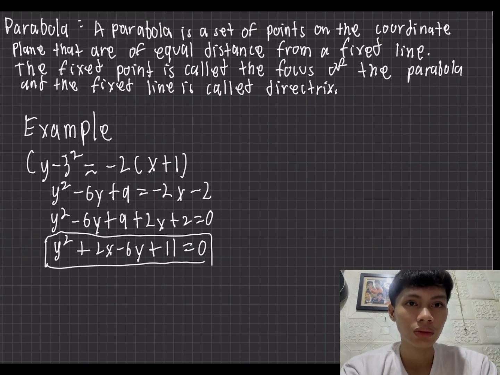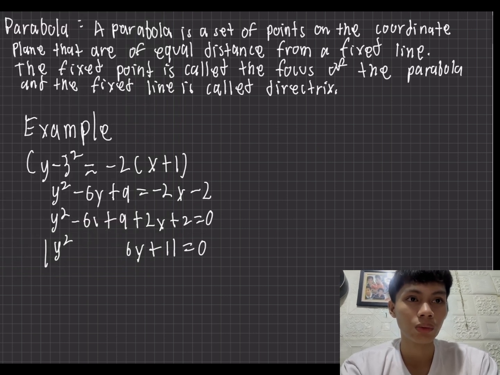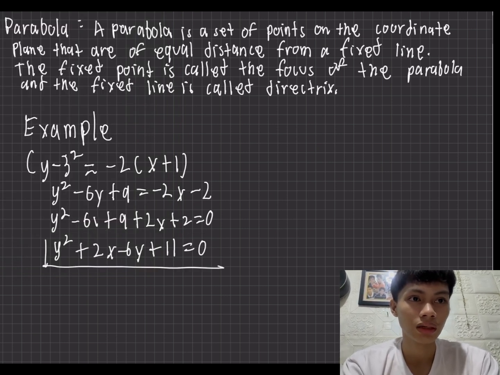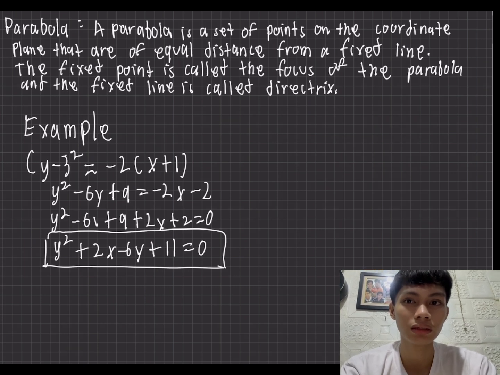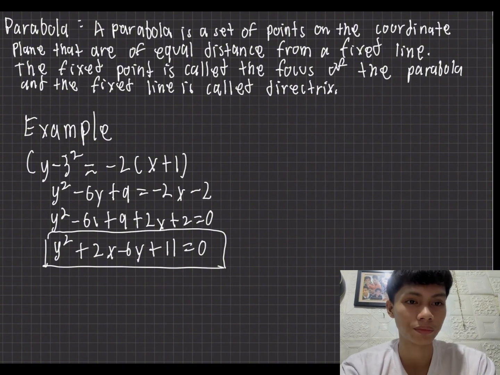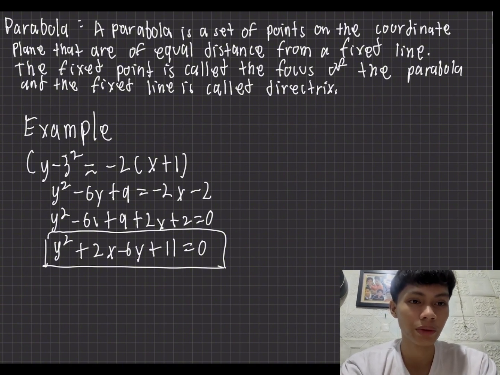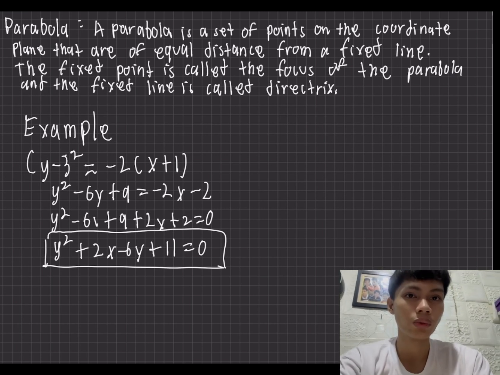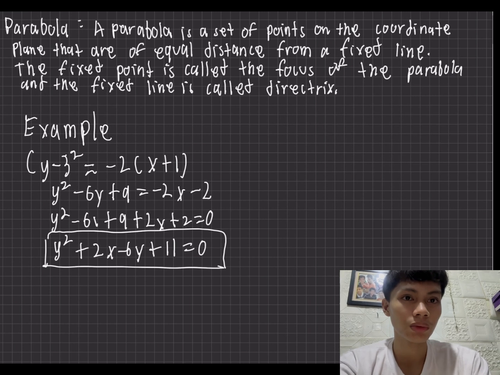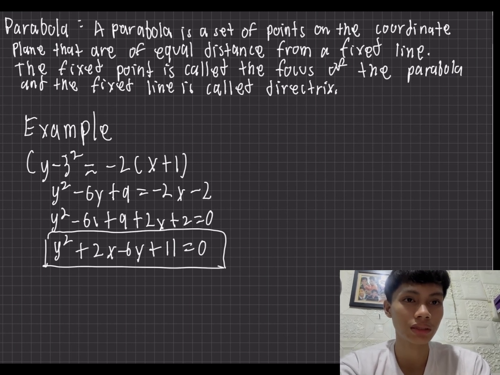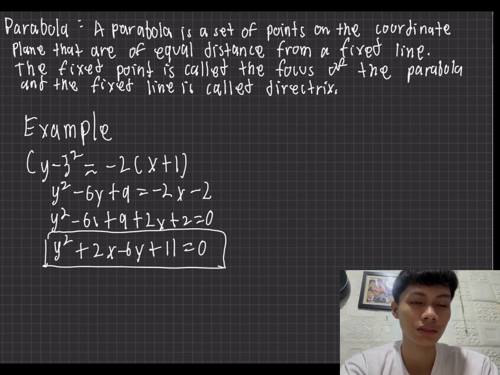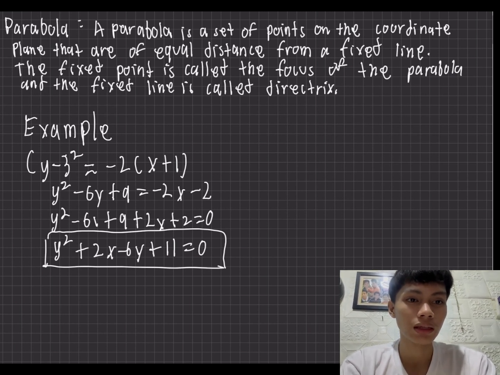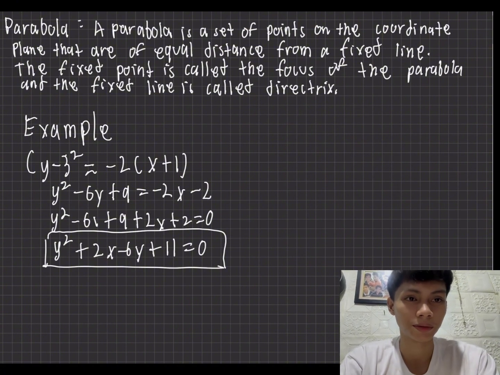Now, we need to equate to 0. So we have y squared minus 6y plus 9 plus 2x plus 2 equals 0. Then we arrange and combine like terms. So we have y squared plus 2x minus 6y, 9 plus 2 is positive 11, equals 0. That will be the final answer.